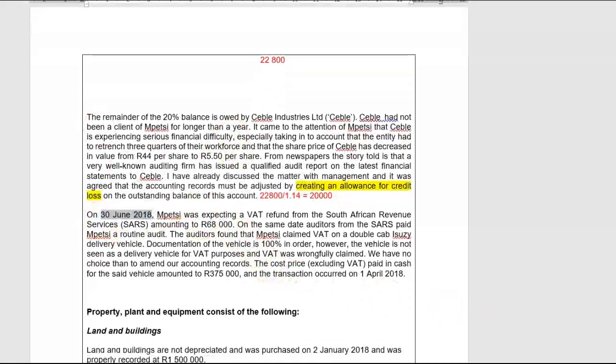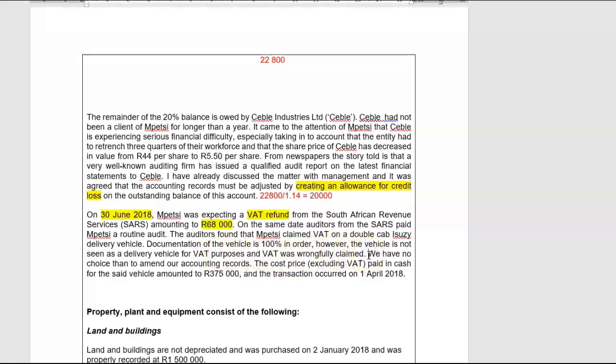On 30 June 2018, Mpetsi was expecting a VAT refund. That means the receiver of revenue owes them money for VAT, amounting to 68,000 Rand. So my VAT control account had a debit balance of 68,000. On the same date, auditors from SARS performed a routine audit. The auditors found that Mpetsi claimed VAT on a double cab Isuzu delivery vehicle. Documentation of the vehicle is 100% in order. However, the vehicle is not seen as a delivery vehicle for VAT purposes, and VAT was wrongfully claimed.